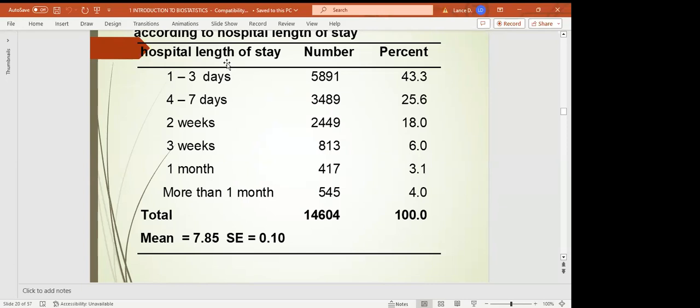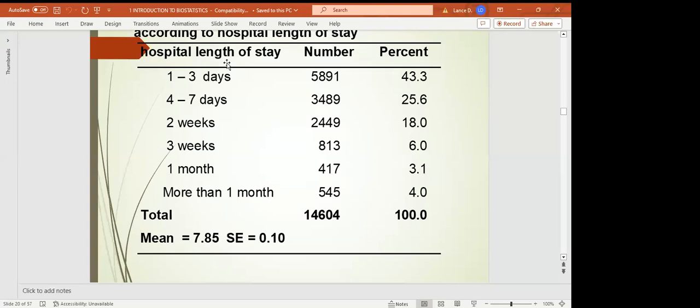Good. We had 2,449 persons who stayed 2 weeks. We had 813 persons who stayed for 3 weeks. And finally, at the bottom, we had 545 persons who stayed more than 1 month. Good. So this is collecting information and collecting data. And then we can break it down to say, okay, we know that 43.3% of people actually stayed 1 to 3 days versus 25.6% of persons who stayed 4 to 7 days.